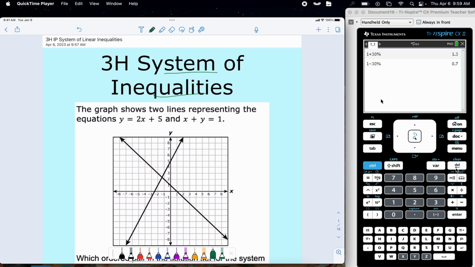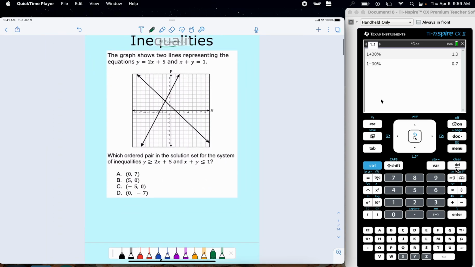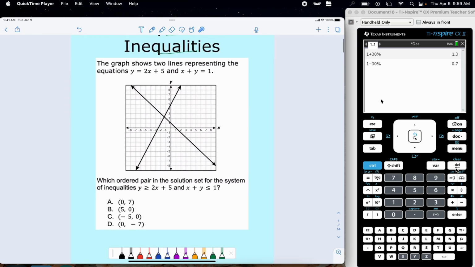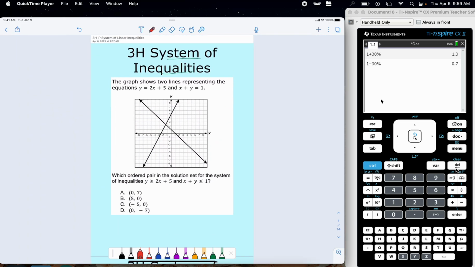Systems of inequalities, something we haven't really learned yet, but you already know all the information to succeed at this. So the first one says the graph shows two lines representing the equations y equals 2x plus 5 and x plus y equals 1. Which ordered pair is in the solution set for the system of inequalities? For this one, we don't need any of this up here.